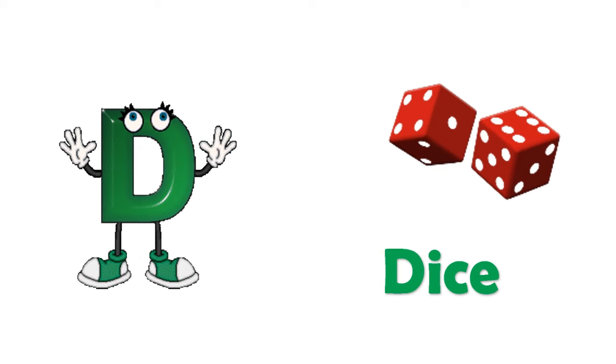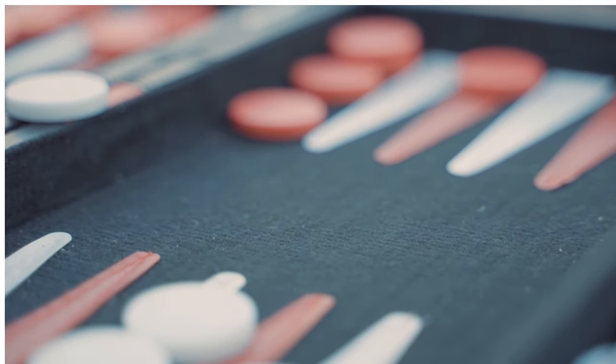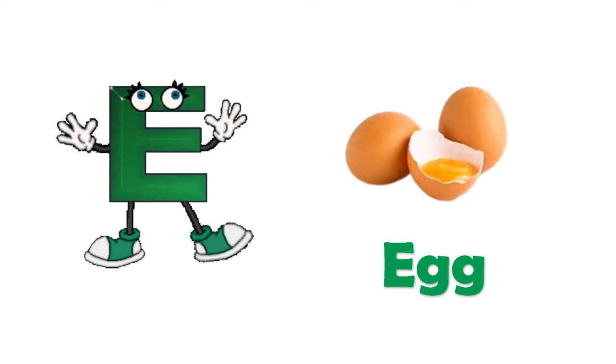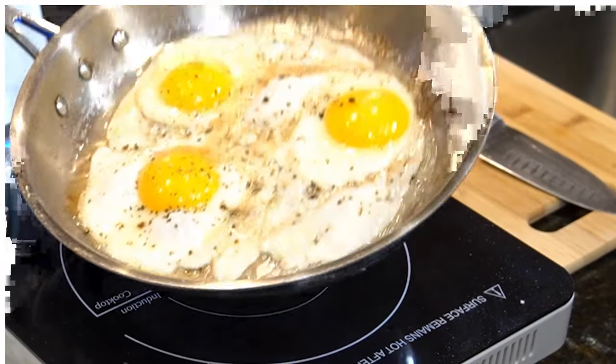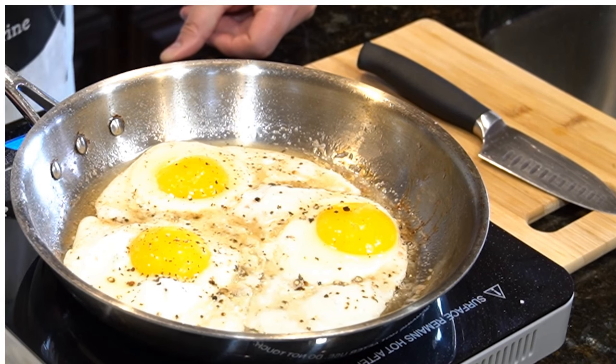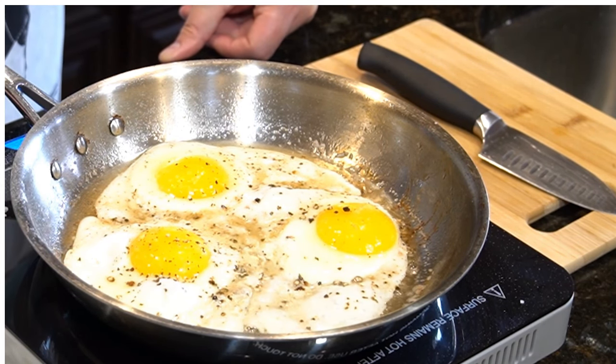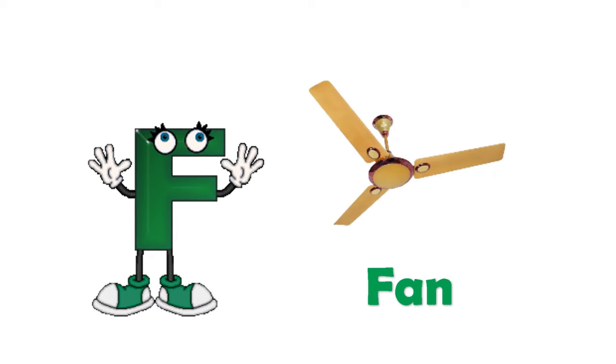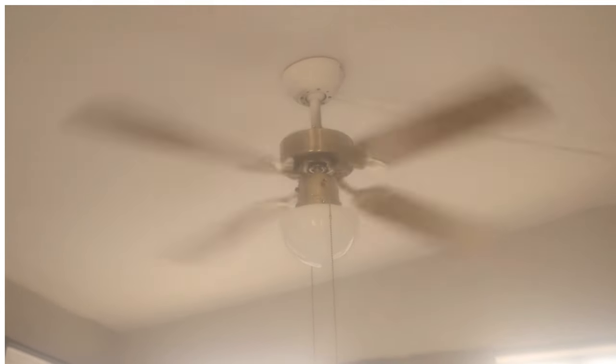D. D for dice. Dice. E. E for egg. Egg. F. F for fan. Fan.